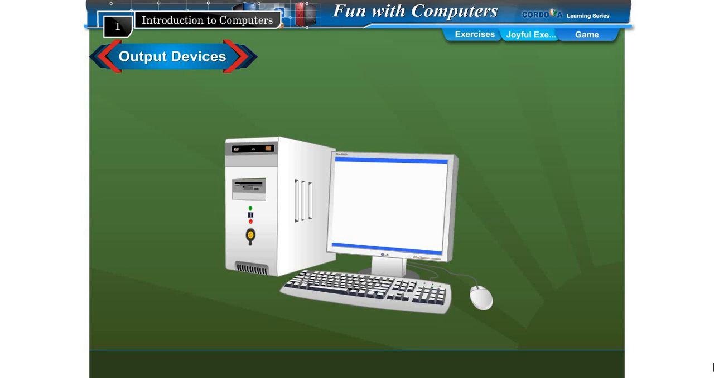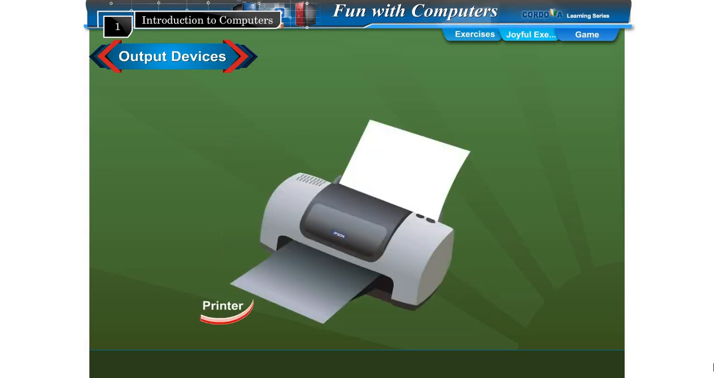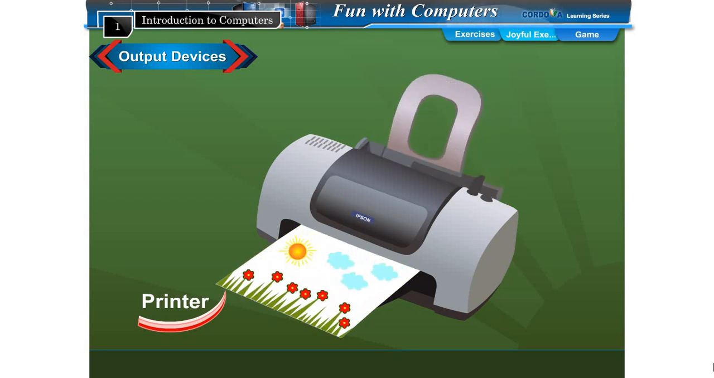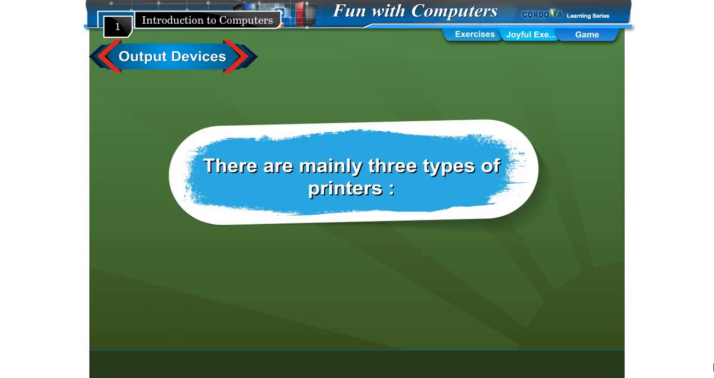Output devices enable the computer to show you the desired result and information. You already know about the most common output devices: monitor, printer, and speakers. Let's learn about types of printers and some other output devices. There are mainly three types of printers.